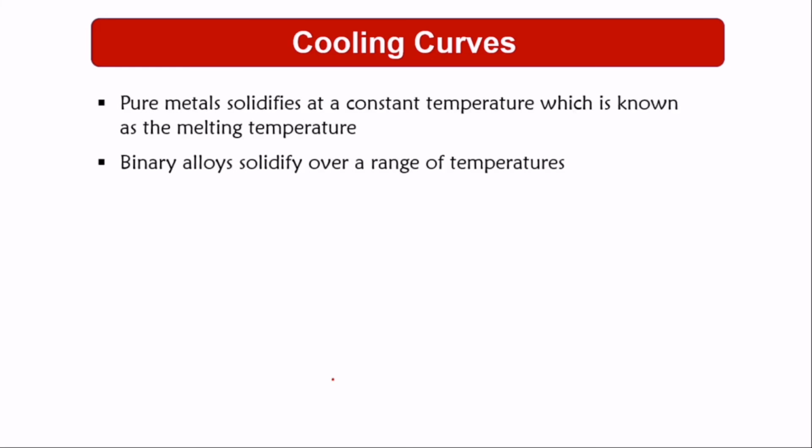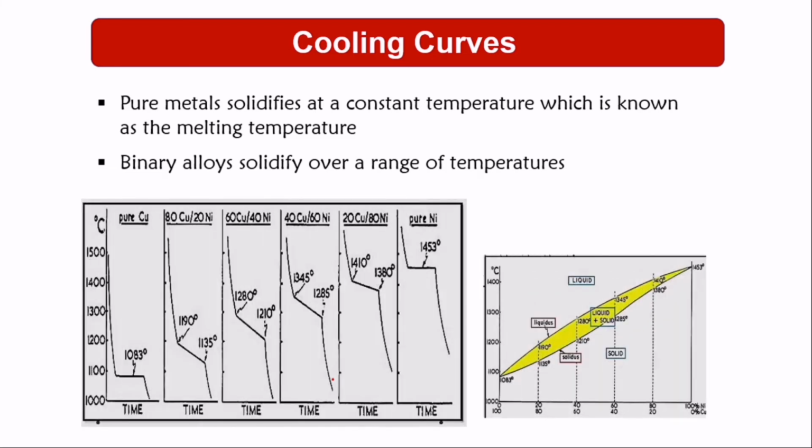Now let's look at cooling curves. With lecture one, I tried to explain the cooling curve, but here let's look at the main overview. A pure metal solidifies at a constant temperature, which is known as the melting point. Binary alloys solidify over a range of temperature. So they don't have a fixed temperature at which they solidify, right? Yes. So these are the cooling curves.